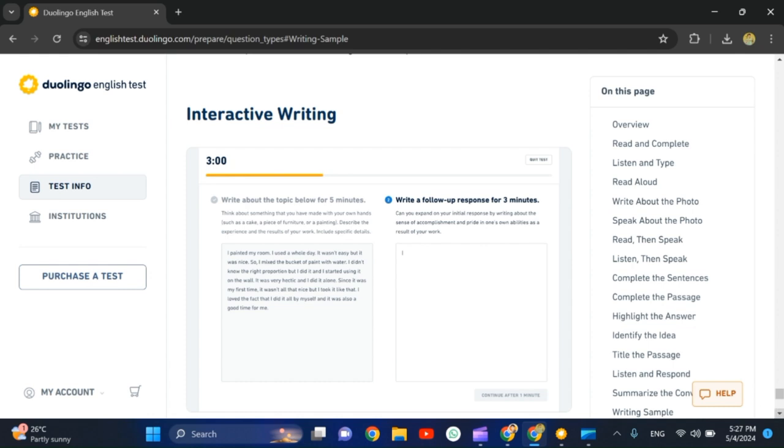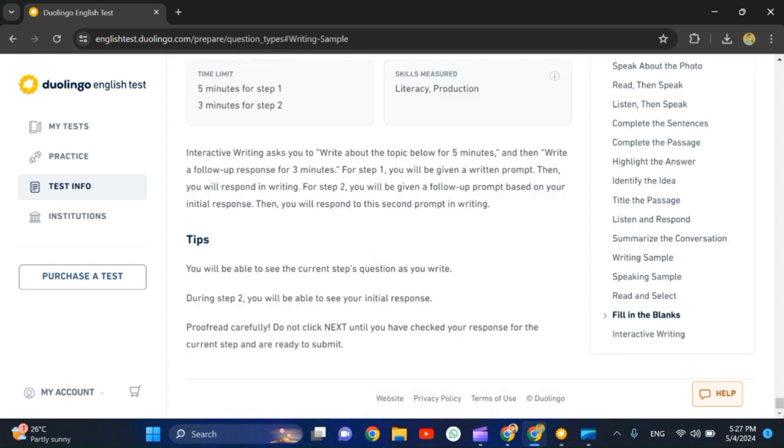You can see that. Okay, so coming here, proofread carefully. Do not click next until you have checked your response for the current step and are ready to submit. So there is no particular tip given here, I would say.